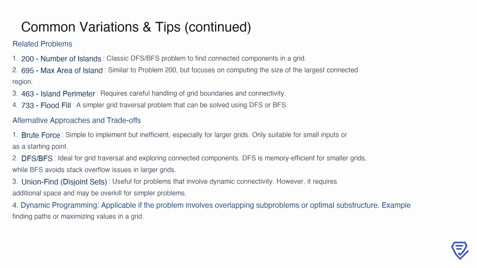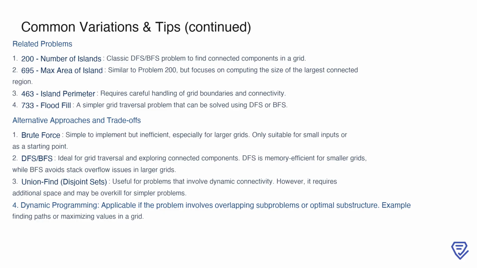Finally, let's discuss related problems and alternative approaches. Some problems you might find helpful to practice include number of islands, which is a classic DFS or BFS challenge for finding connected components in a grid. Max area of island builds on that concept but asks you to compute the size of the largest connected region. Island perimeter, on the other hand, requires careful handling of grid boundaries and connectivity, while flood fill is a simpler traversal problem that can also be solved with DFS or BFS.